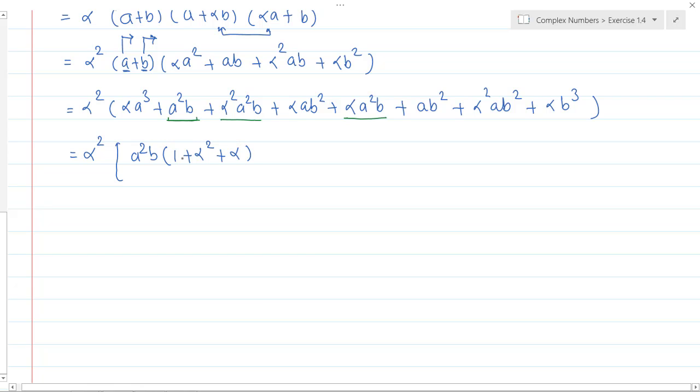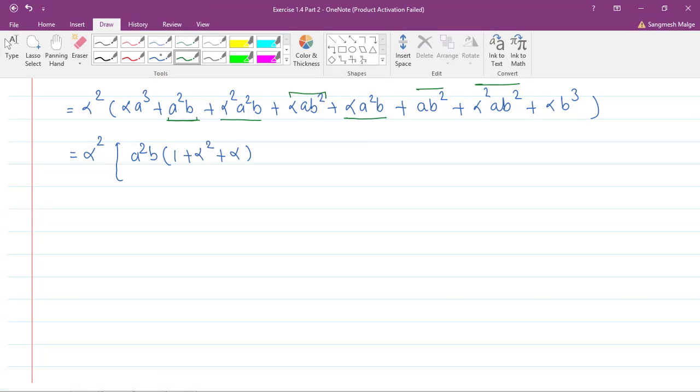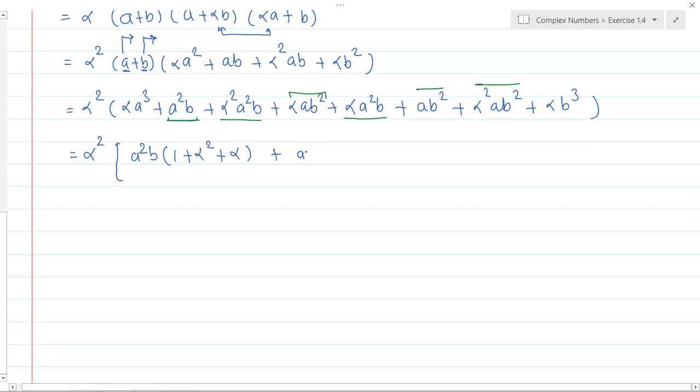ओके, ह्या तिघांमधून ए स्क्वेअर बी कॉमन घेतला. Then what I will take now is a b square common. So from this a b square, and from this a b square I will take common. Okay, so let me write again, plus a b square into, हाँ इसमें अल्फा है रिमेनिंग, इसमें क्या है 1 and in this I will be having alpha square. काय राहिला आता, see this everything is done.